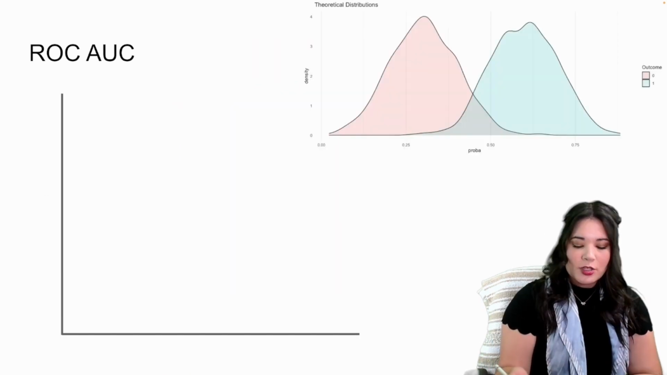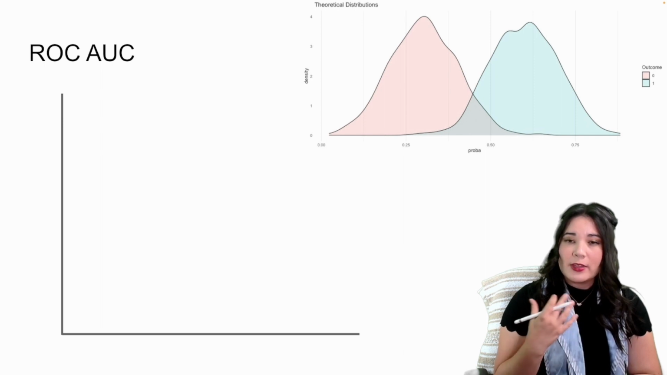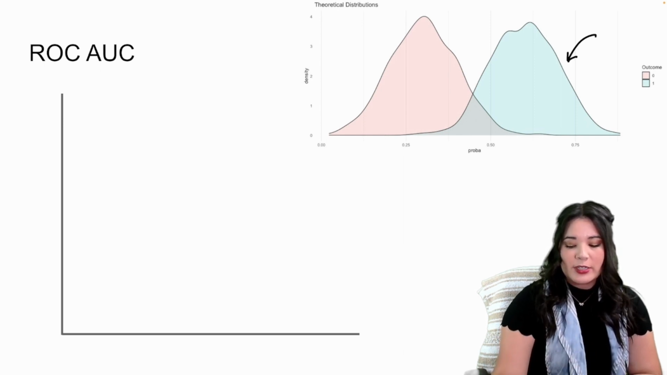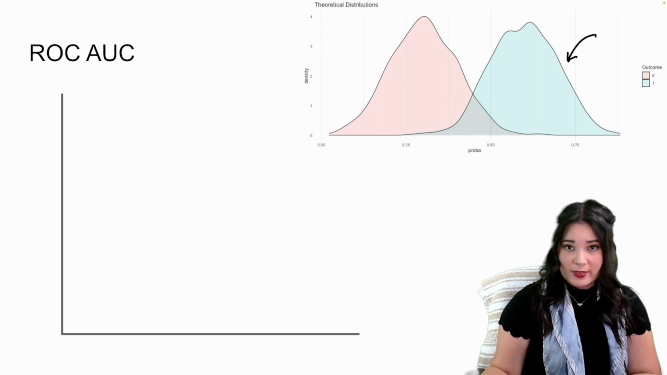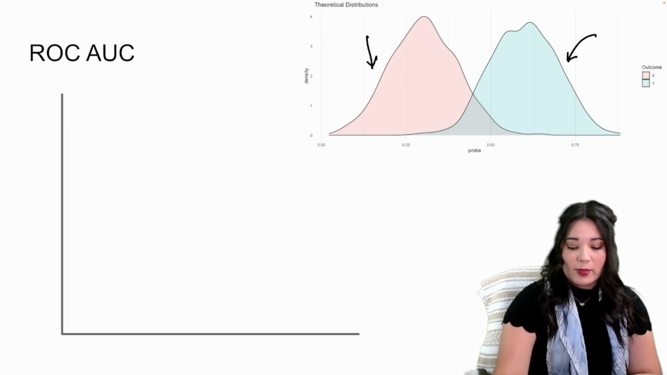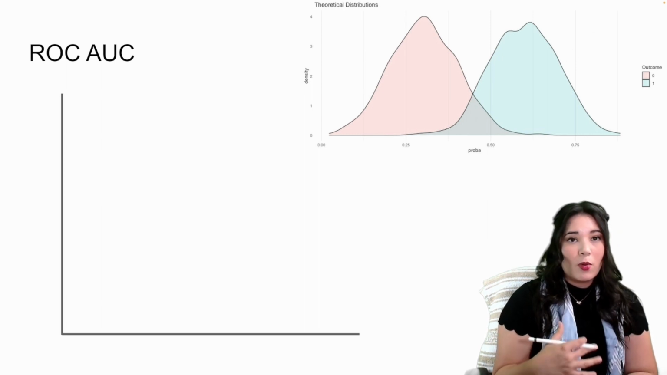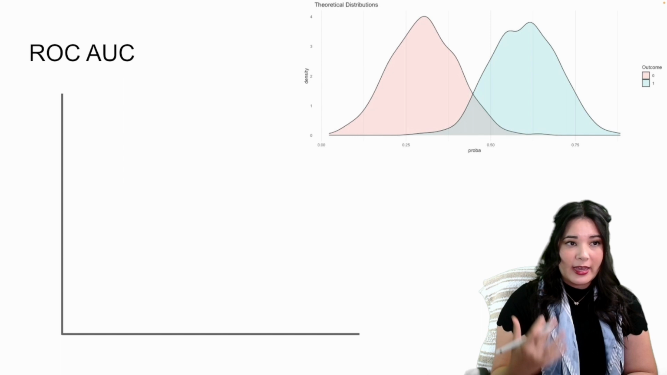The higher your ROC value, aka the closer to 1, the better our model is at distinguishing between positive and negative cases. So in this graph, we have distributions of the different predicted probabilities for our data. On the right-hand side, we have the predicted probabilities for all the positive cases. On the left-hand side, we have the predicted probabilities for all the negative cases. So let's look a little bit more at how this is actually calculated.